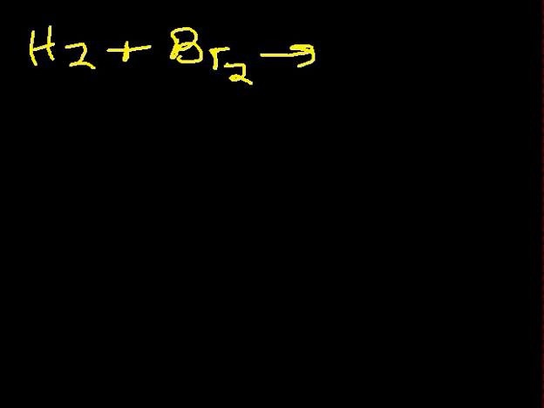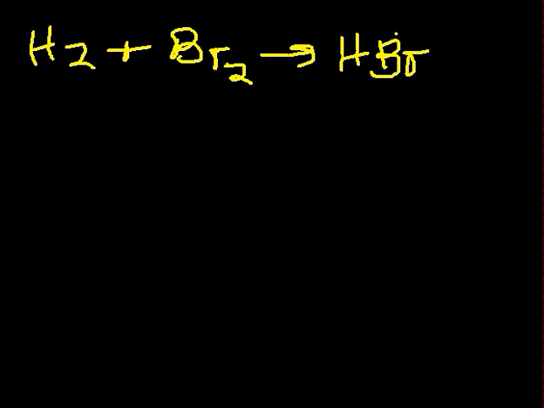So let us see how we can balance a chemical equation. Now let's say we have the equation given as H2 plus Br2, that is bromine, equal to HBr.